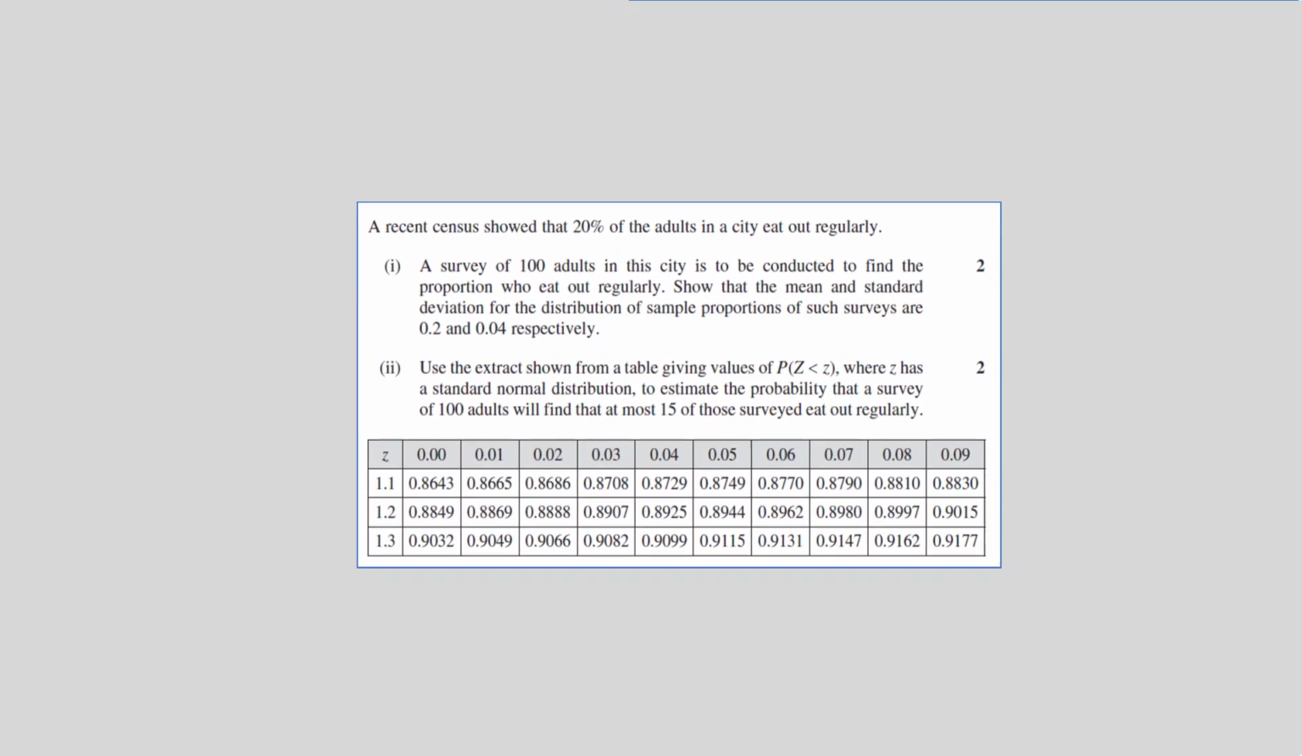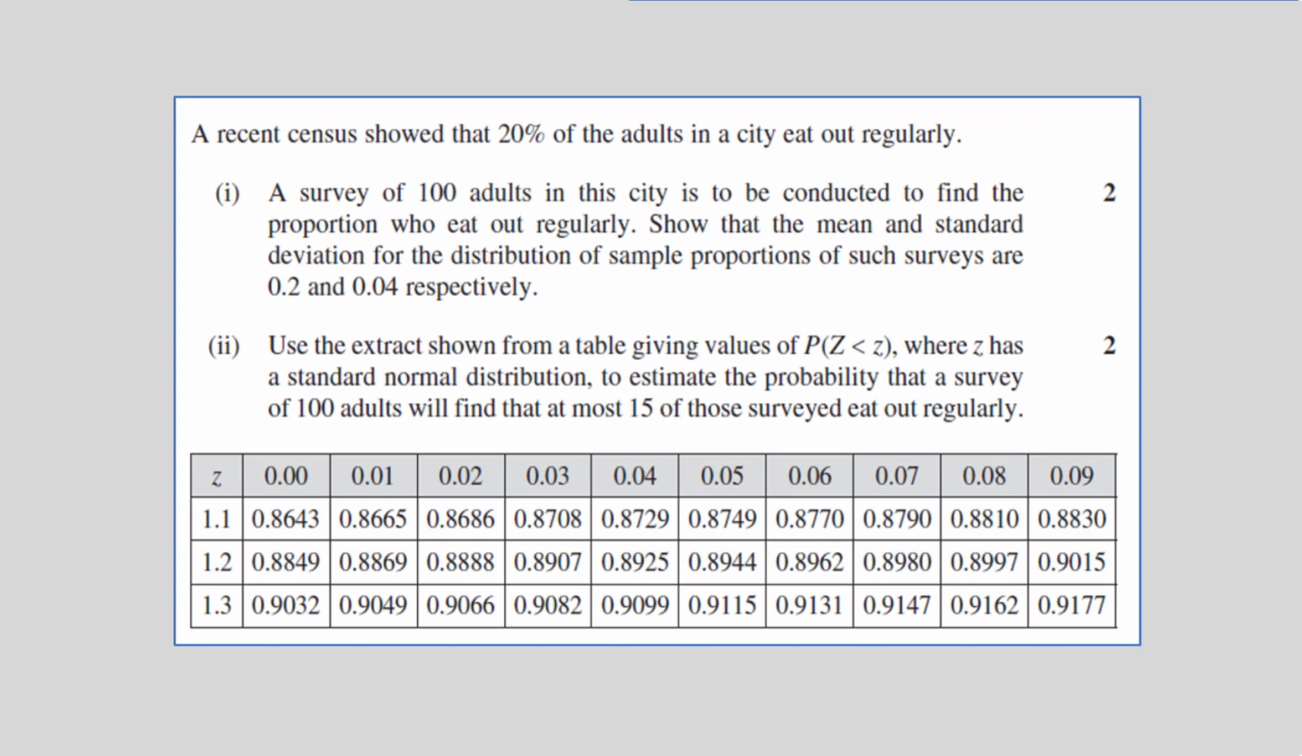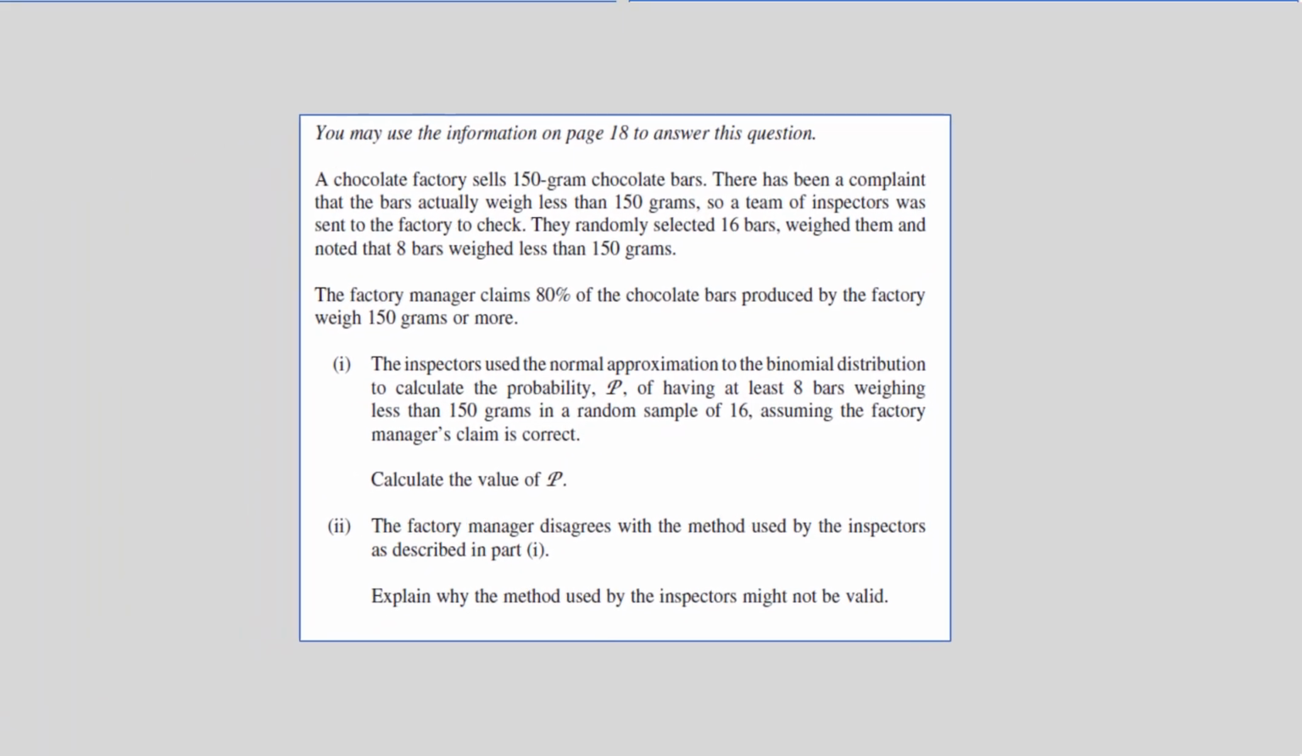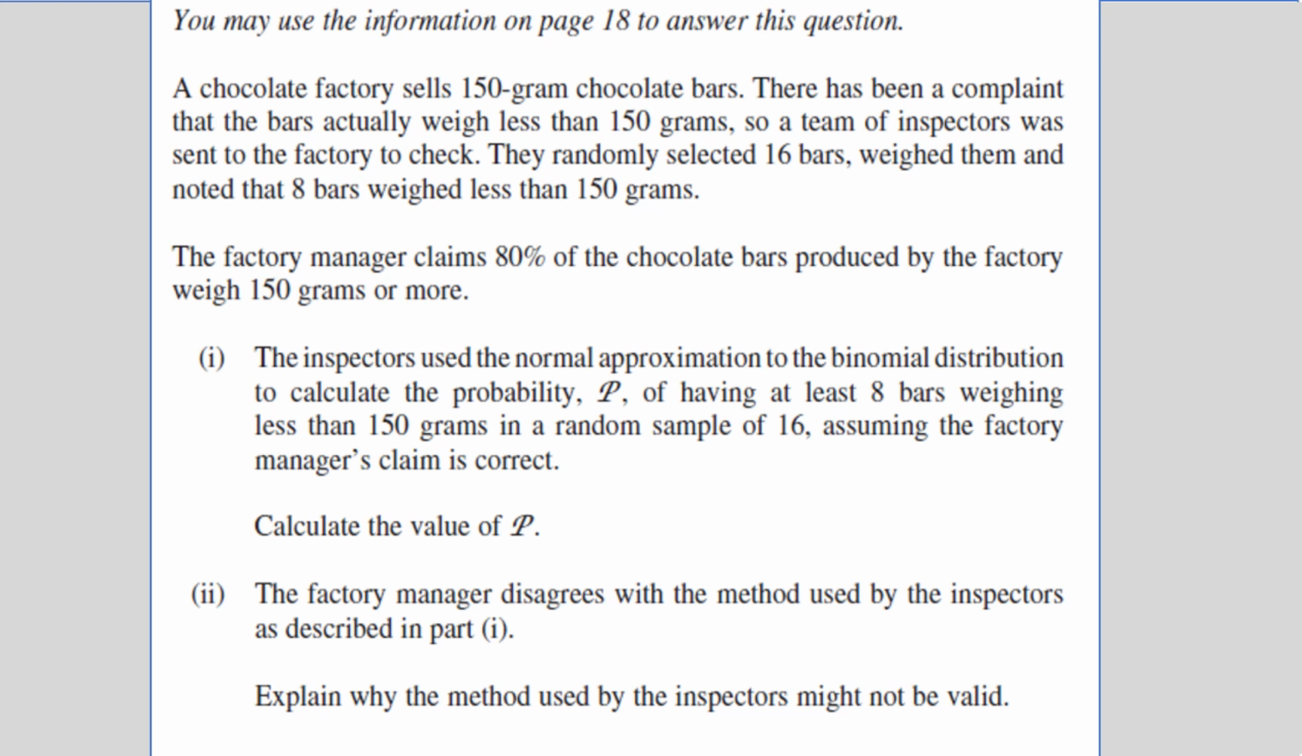So the first one, here we've got a recent census showed 20% of the adults in a city eat out regularly. And we are looking at sample proportions. Can you tell that? The mean and standard deviation of the distribution of sample proportions. You can also see that we don't need the formulas because we've been given the mean and the standard deviation, and you're also given z-scores. And we've got this one. In this case, we have got a normal approximation to the binomial distribution. Okay, so not sample proportions.